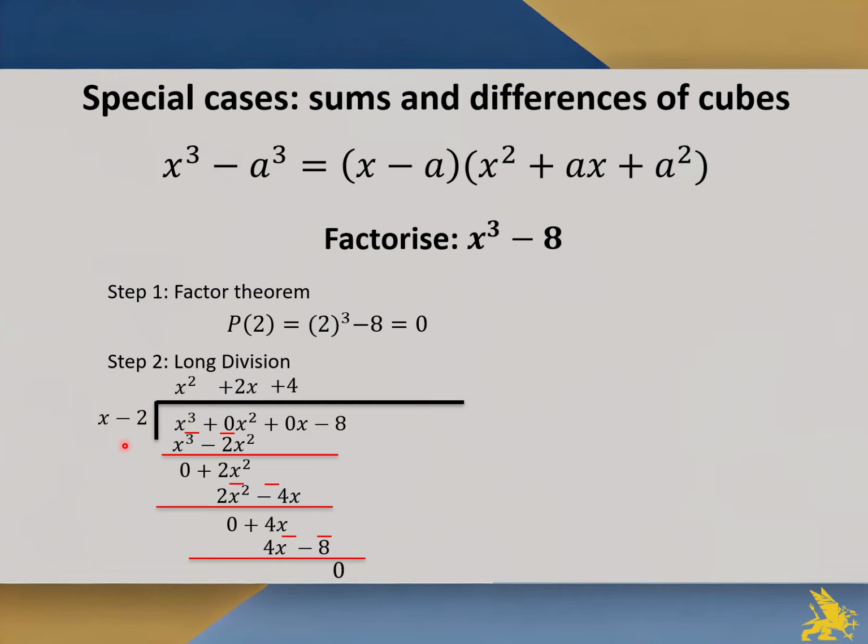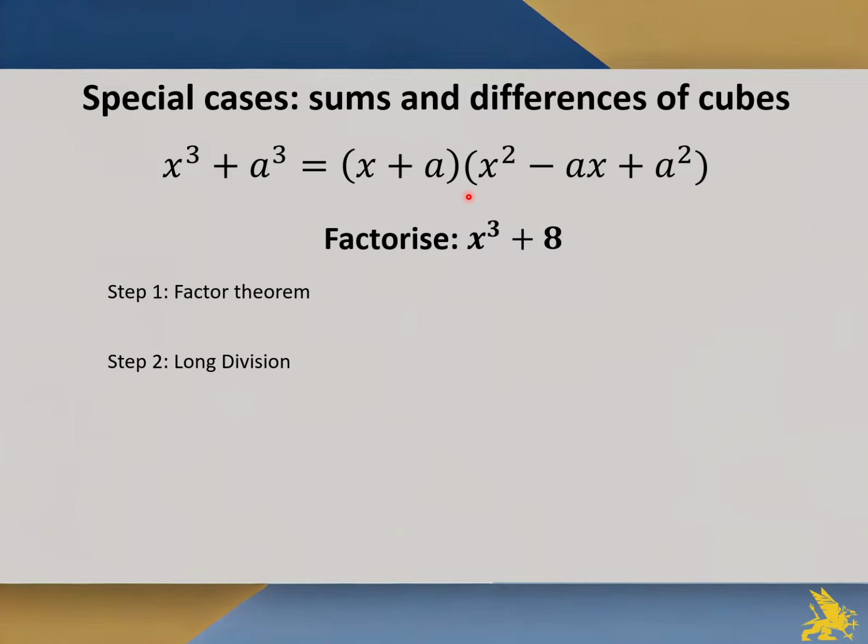So that gives me x minus 2 as a linear factor, and a quadratic factor would be x squared plus 2x plus 4. If we look at this relationship here, we can quite easily see that if I've got x to the power 3 minus 8, that 8 is 2 to the power 3, so it fits into this mold. So it's something that we just need to memorize.